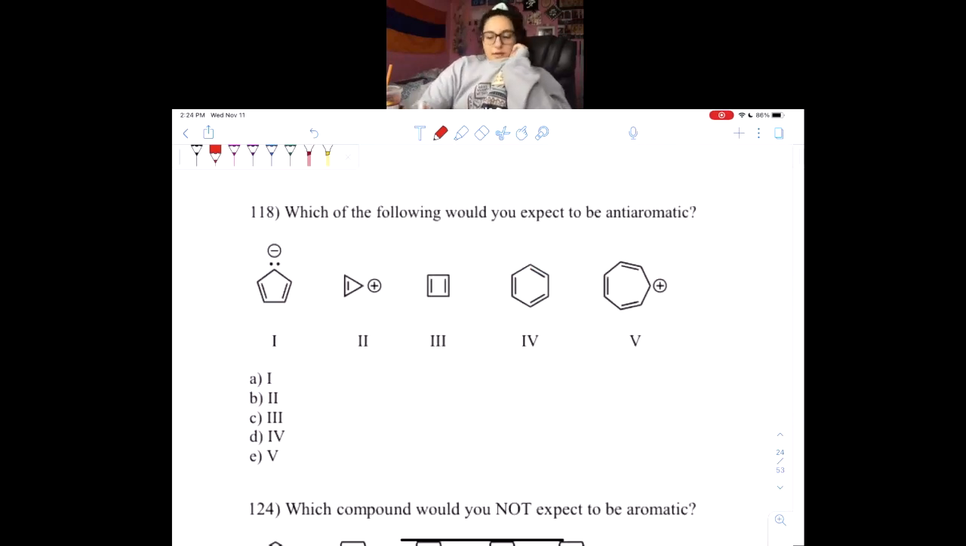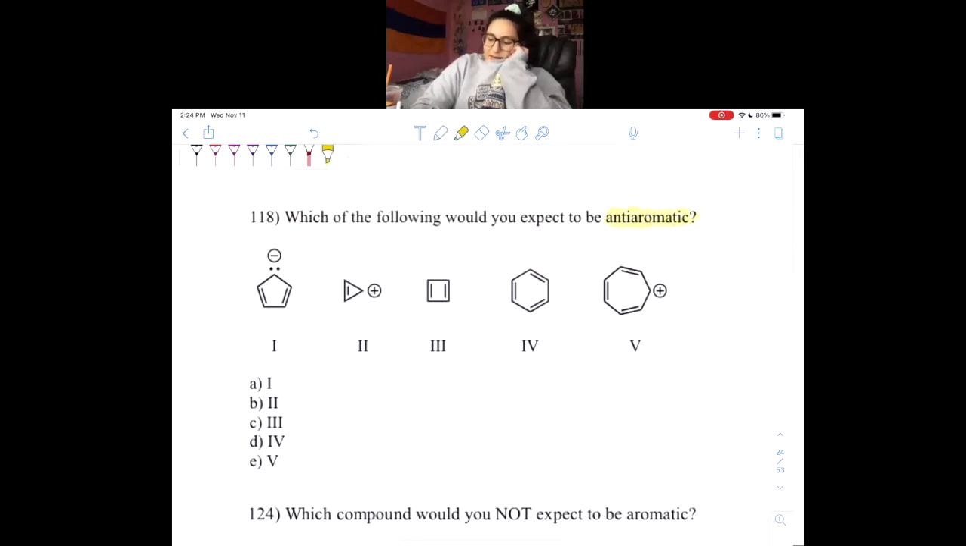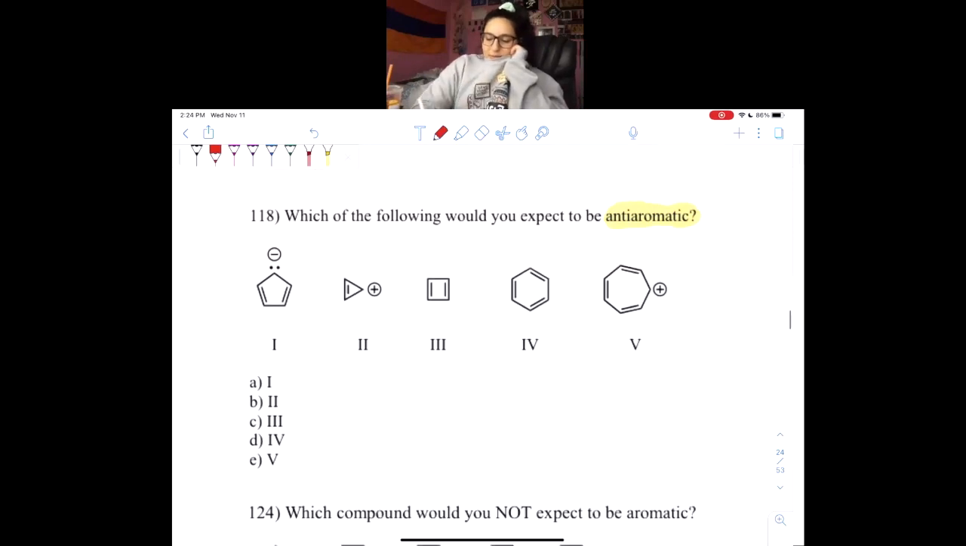For this next one, we are actually looking for anti-aromatic. So please pay attention and read the questions carefully, because you might have three questions in a row looking for aromatic, and then you see an anti-aromatic and you might get tripped up. So now, let's shift gears. We've already seen this guy 100 times, and we know that he is anti-aromatic because it's cyclic, planar, fully conjugated, and 4 pi electrons.